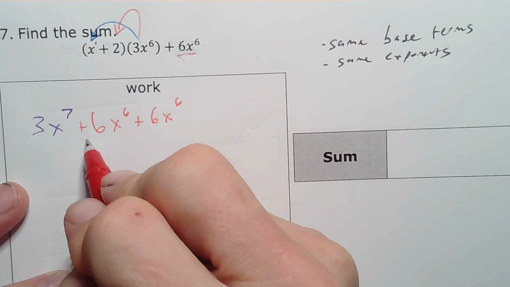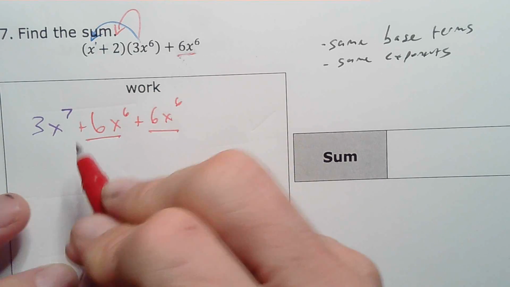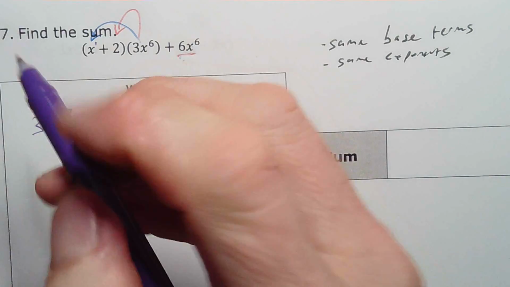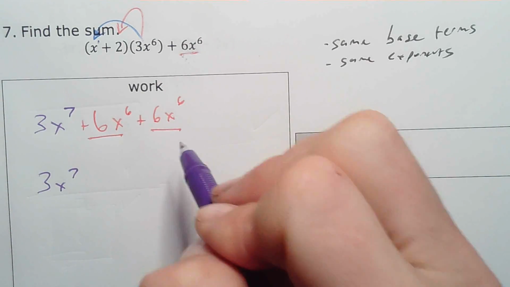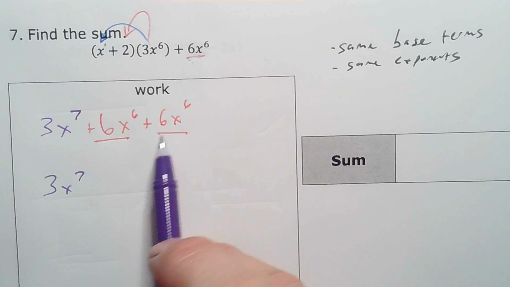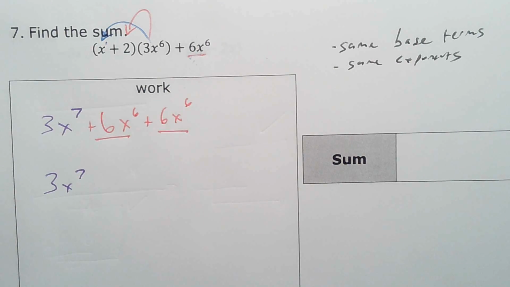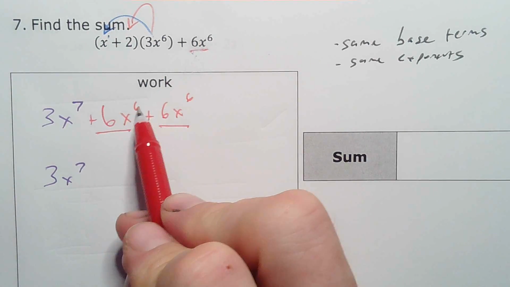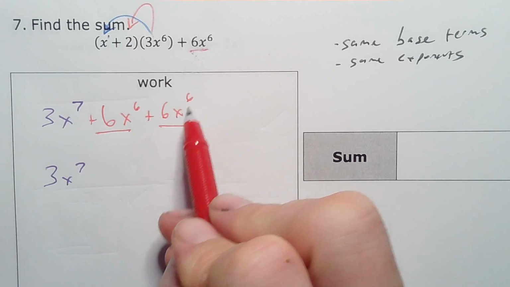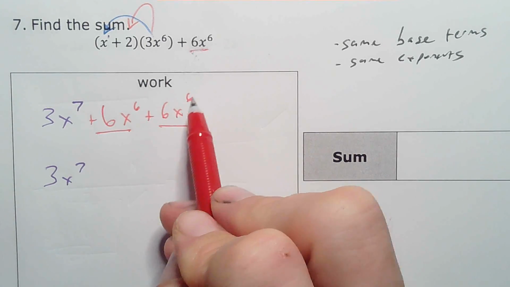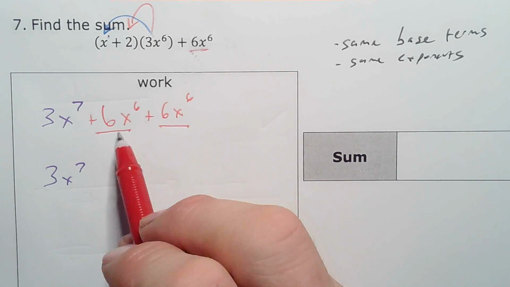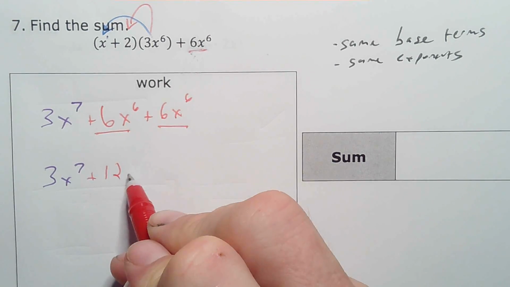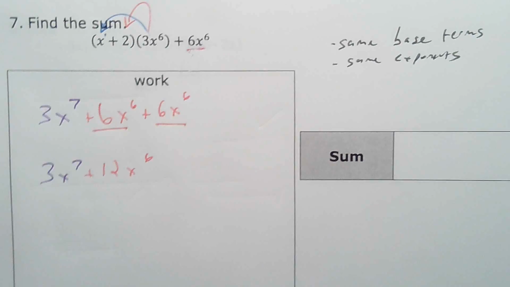So now we have two of these, right? Nothing happens to the 3x to the 7th, but we have two of these, 6x to the 6th plus 6x to the 6th. They have the same variable, and they have the same exponent, right? The constants can be different, so this is going to be 12x to the 6th. Right, so there's that one.